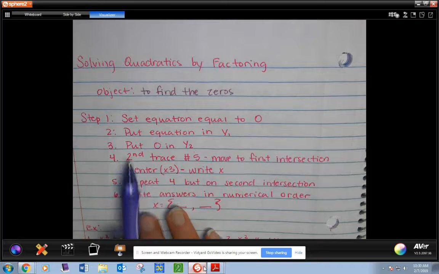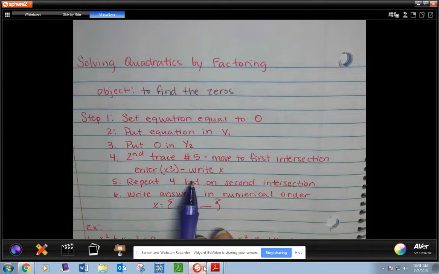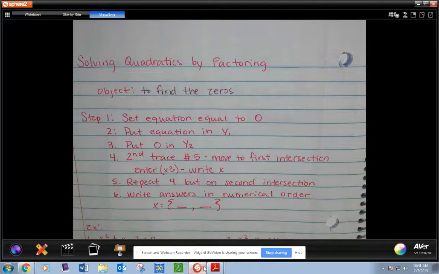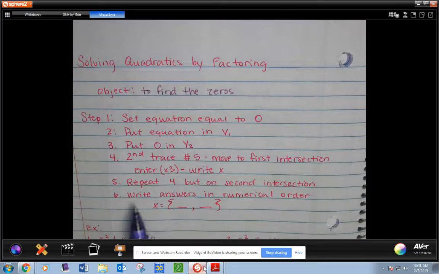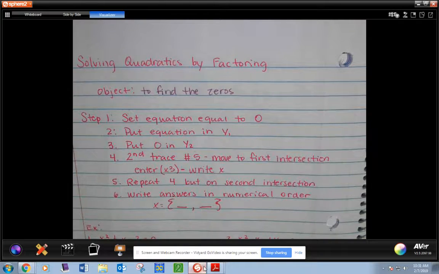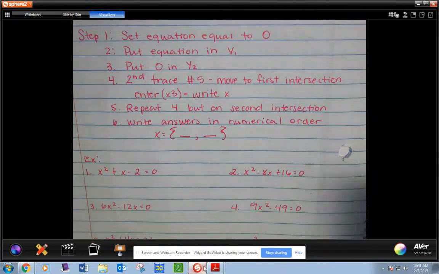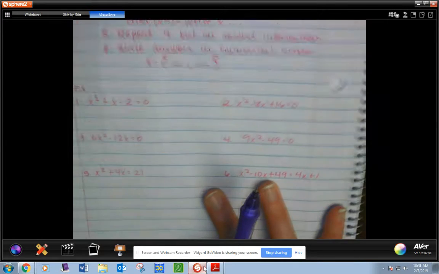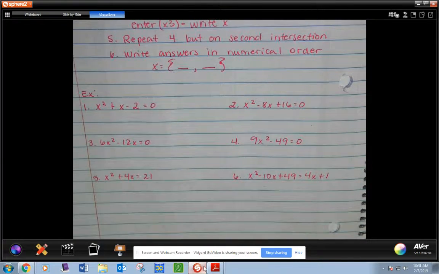Then we're going to repeat step 4 again, but once we get to moving to the intersection, we're going to go to the second intersection. I always go to the left one first, and then I go to the right one. And then you're going to write your answers in numerical order, so whatever smaller number and then the bigger number, and you put them in brackets. So we're going to do 6 examples. If you want to move down and write your 6 examples, I'm going to make this short and sweet.